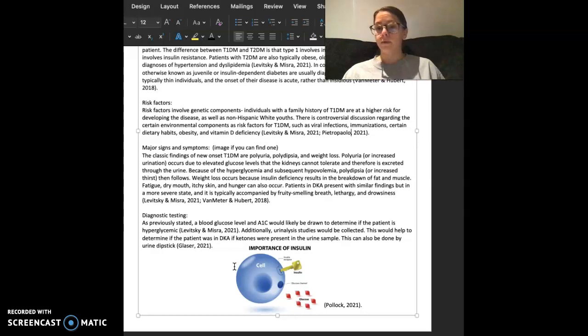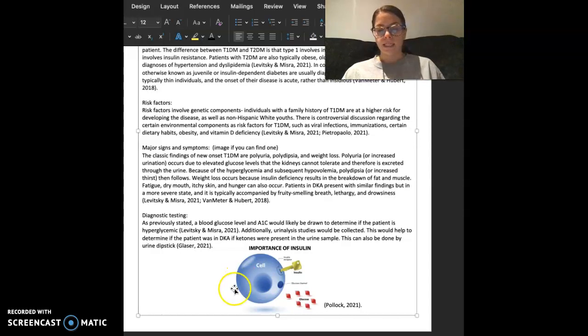Patients in DKA present with similar findings but in a more severe state, and it is typically accompanied by fruity smelling breath, lethargy, and drowsiness. So as previously stated, a blood glucose level and A1C would likely be drawn to determine if the patient is hyperglycemic. Additionally, urinalysis studies would be collected, and this would help to determine if the patient was in DKA if ketones were present in the urine sample. This can also be done by urine dipstick.